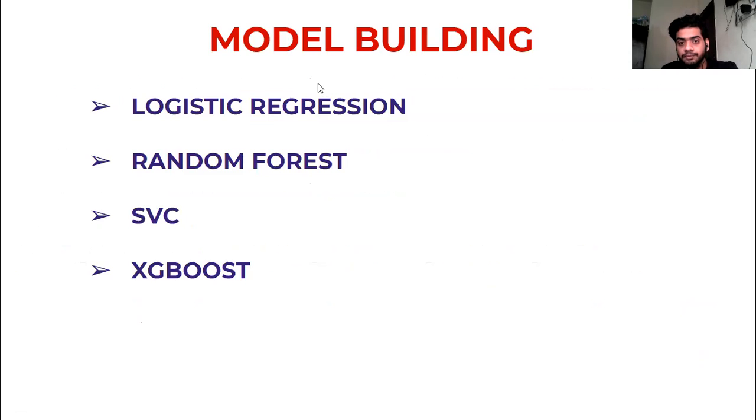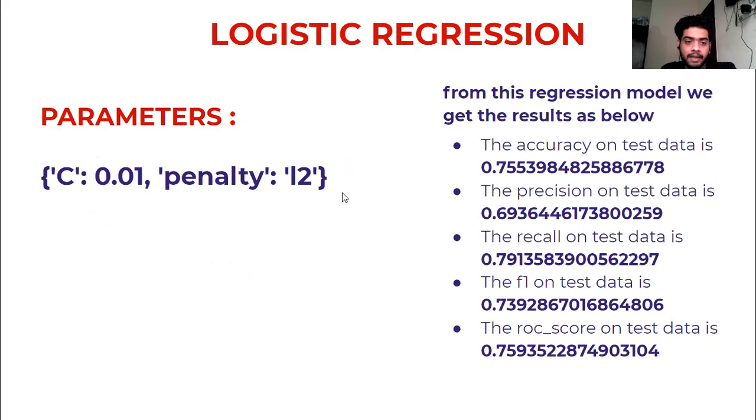Next is our model building. For model building, we use four classification techniques. First is logistic regression, next is random forest classifier, next is support vector machine classifier, and next is XGBoost classifier. And for hyperparameter tuning, we use grid search CV.